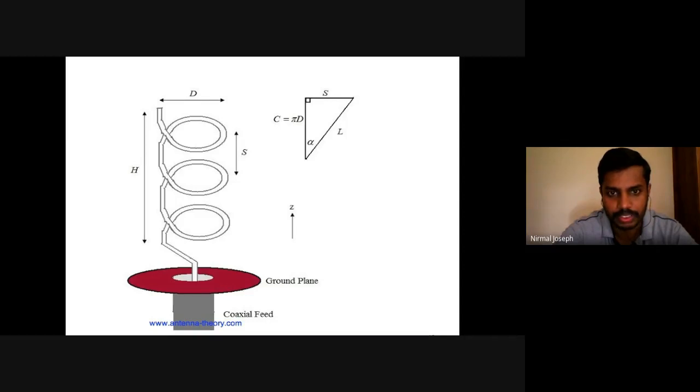That means what? Only this part won't be there, only these two will be there. These cannot be connected together. That means there will not be this loop. It will reduce to a short dipole.